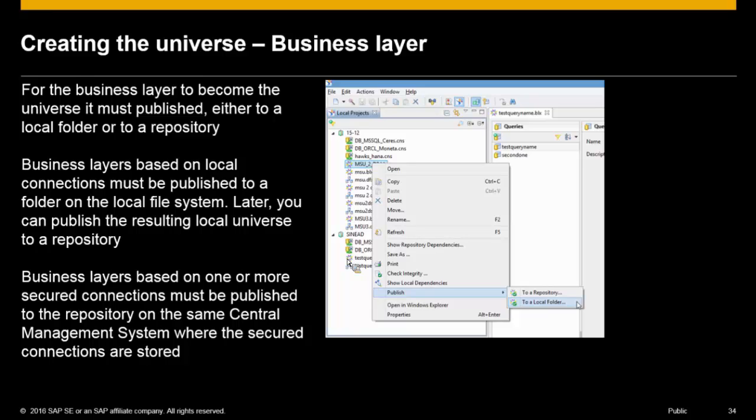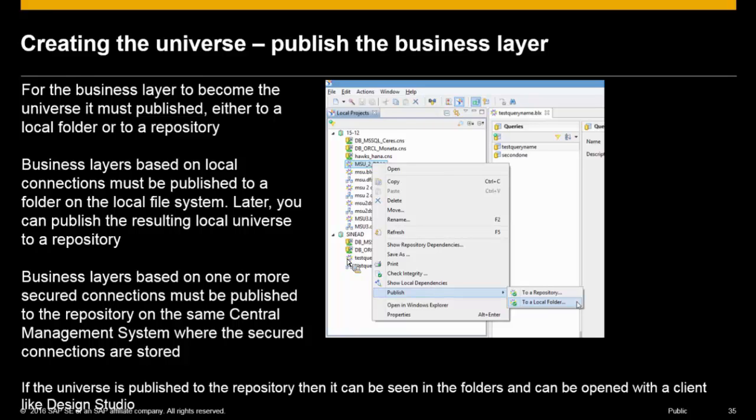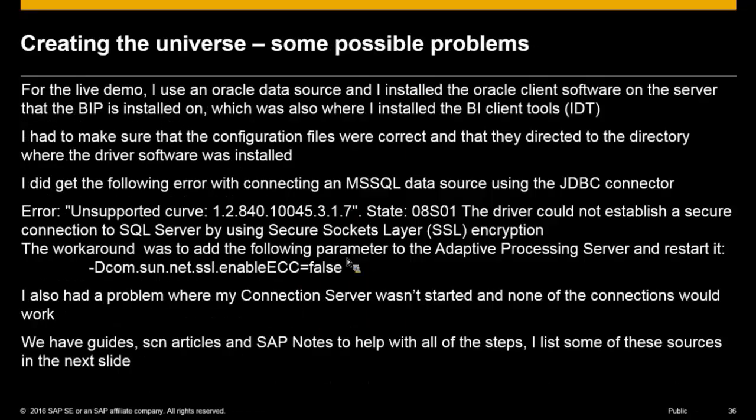So if you have a business layer with one or more secure connections, it must be published to the repository on the same central management system where the secure connections are stored. So then if the universe is published to the repository, then you can see this in the folders, and it can be opened with a client like Design Studio. In a few seconds, you'll see some possible problems and how to solve them.